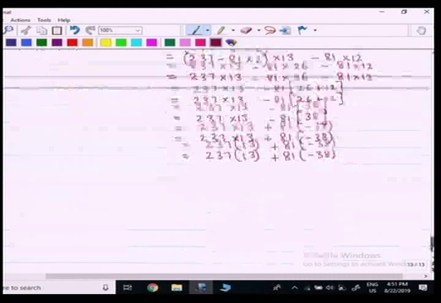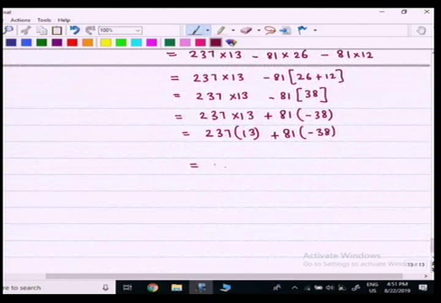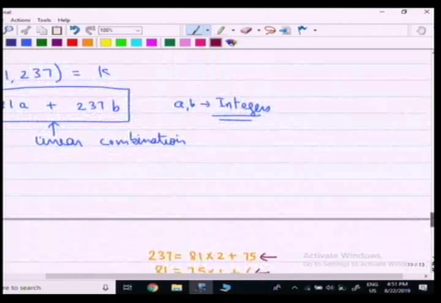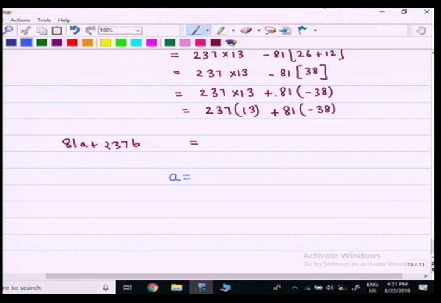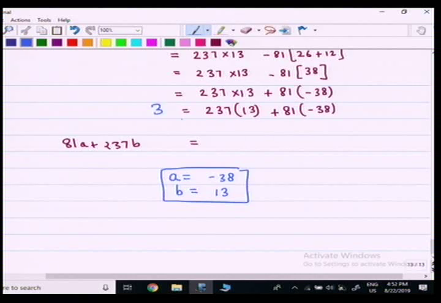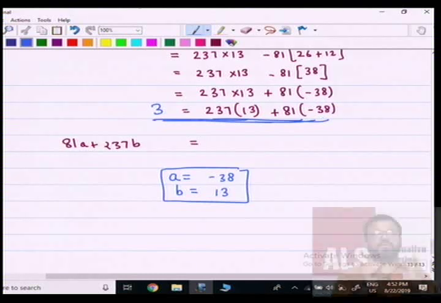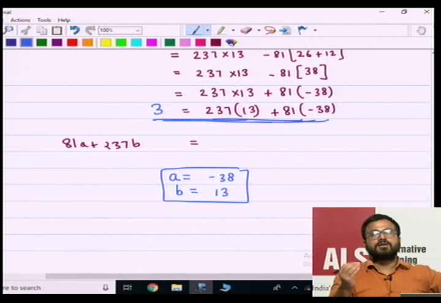Finally, we compare it with the form we want, 81A plus 237B. If we compare both, the value of A, the coefficient of 81, comes out to be minus 38, and the value of B, the coefficient of 237, is 13. So this 3 can be written as 237 into 13 plus 81 into minus 38. This is known as writing the HCF in terms of a linear combination of 237 and 81.